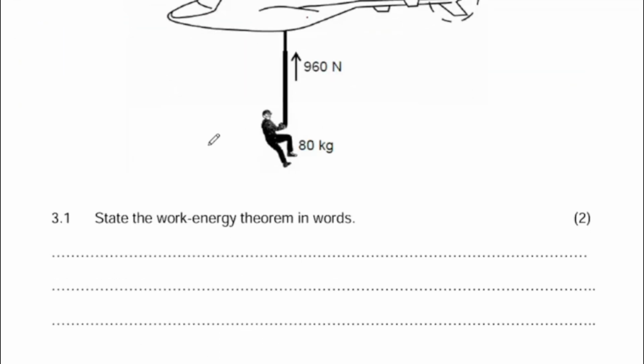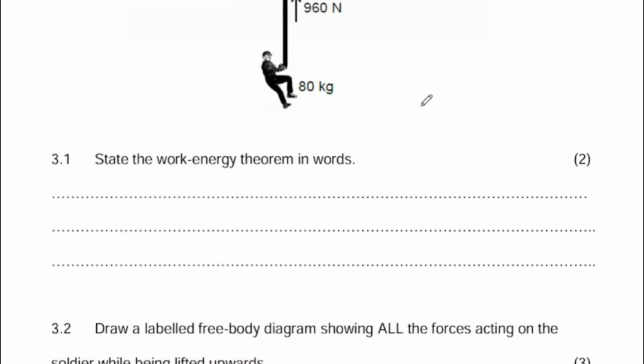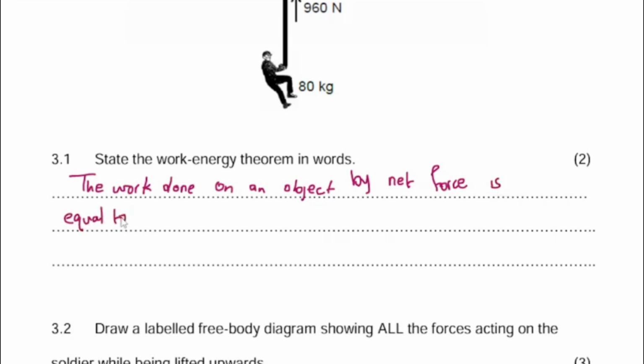Let's answer the following questions. State the work-energy theorem in words. So the work-energy theorem, remember, says that the work done on an object by a net force is equal to the change in the object's kinetic energy.